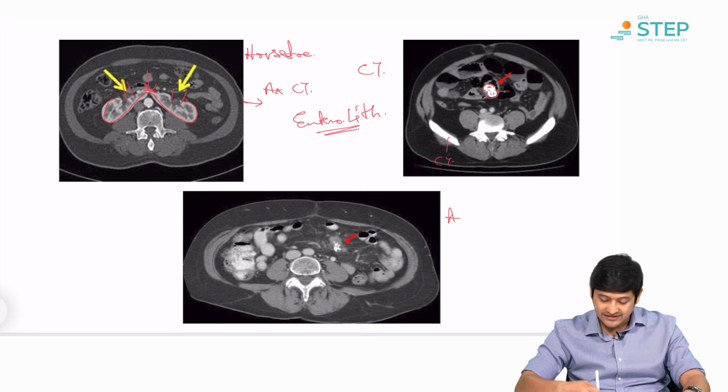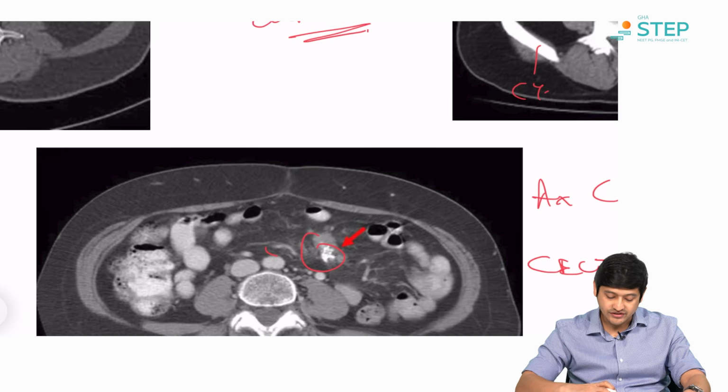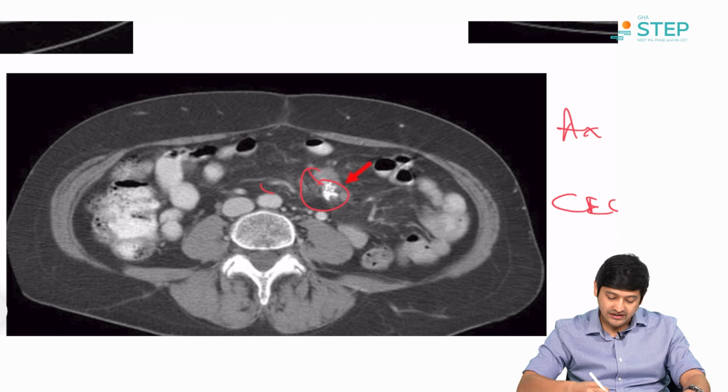On another axial CT image, there is contrast in the lumen, so this is a CECT. We notice that there is an area of calcification. So when you notice this, in the mesentery, there is calcification.